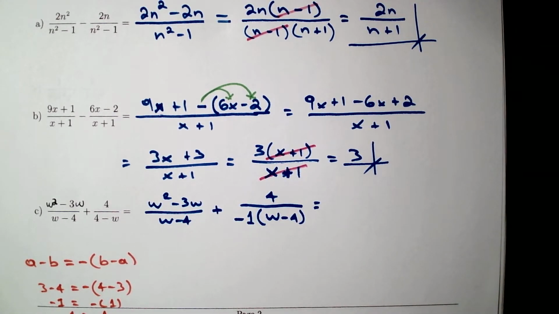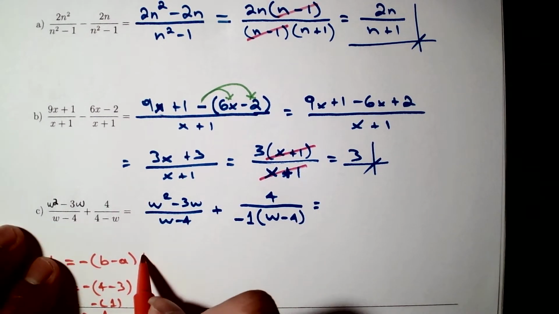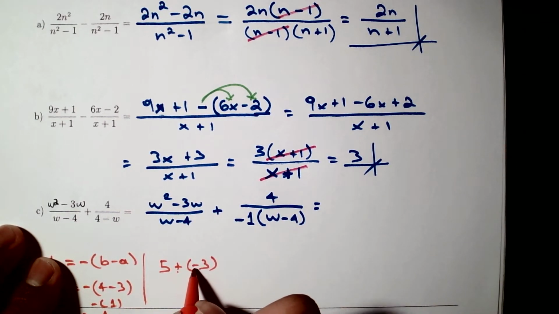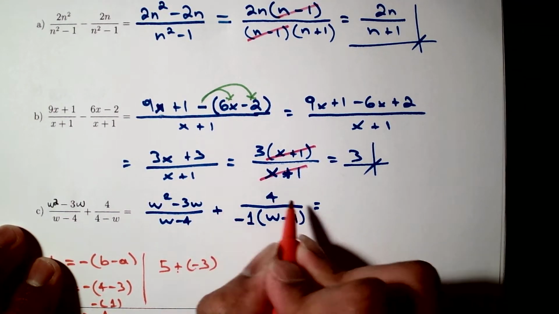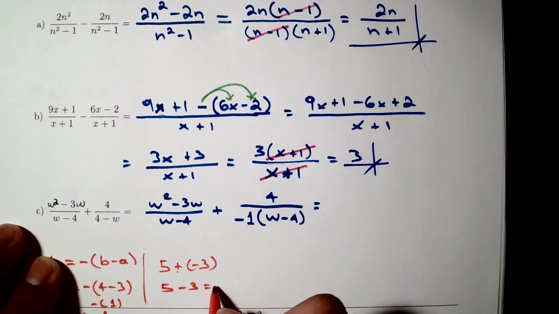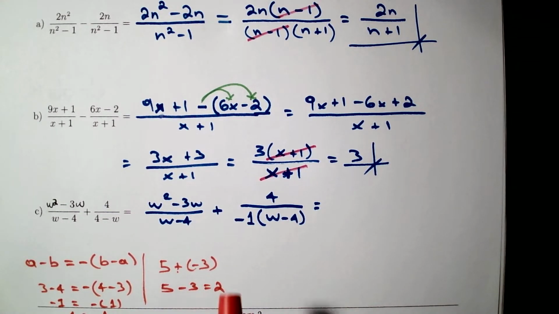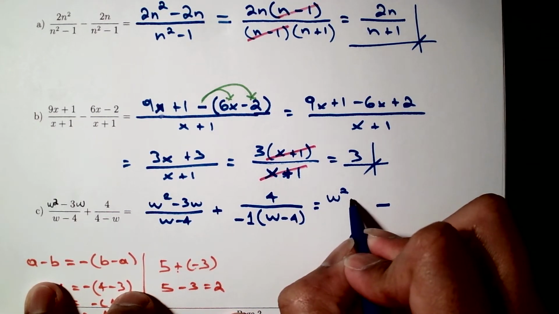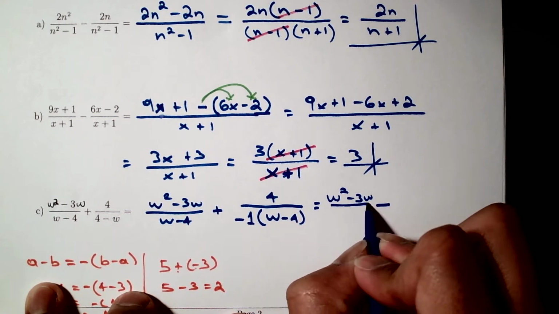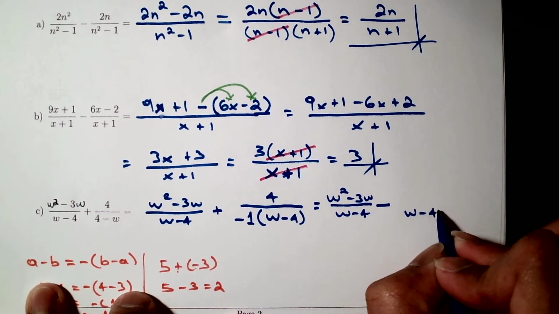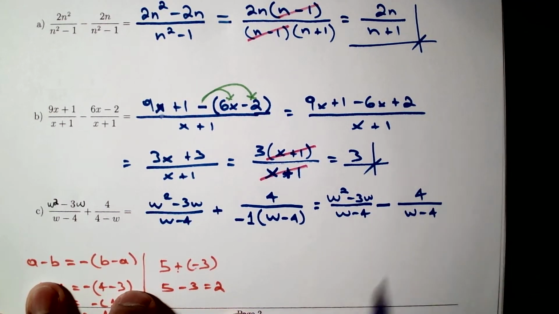Now, adding a negative number is the same as doing the following. For example, 5 plus negative 3. I am adding a negative quantity. 5 plus negative 3 is the same as subtracting, 5 minus 3, which equals 2. So in this case, adding a negative number is the same as subtracting the quantities. In this case, w squared minus 3w over w minus 4, and then minus 4 over w minus 4, with a 4 in the numerator.